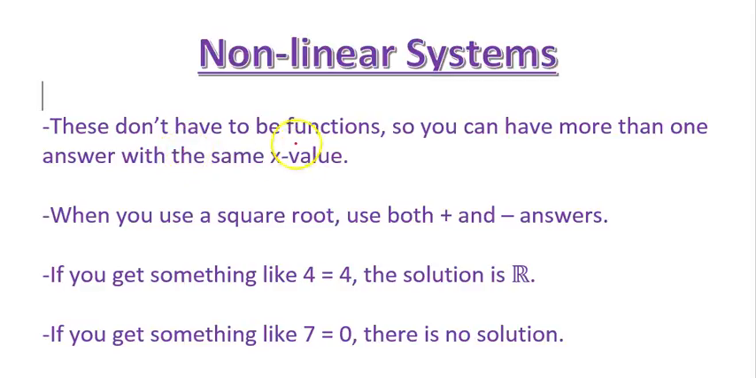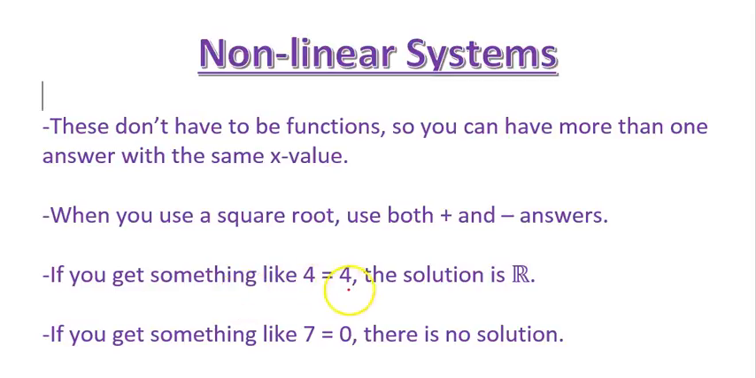With these, they don't have to be functions because obviously they're nonlinear, and so we might get into some really weird looking things. You can have more than one answer that has the same x value because of that. So we don't have to pass the vertical line test. You might have an x value that has two different y values. Things that you need to keep in mind: when you take a square root while solving, you need both the positive and the negative answers.